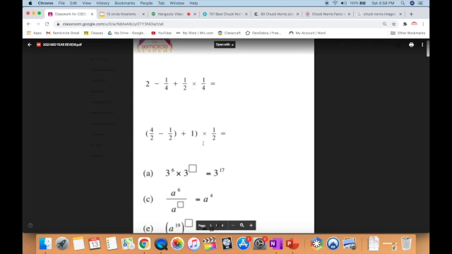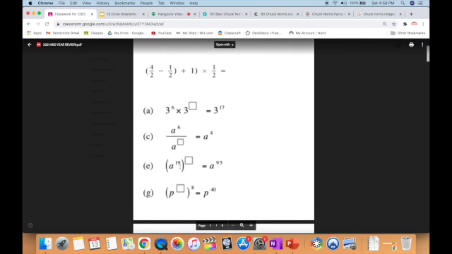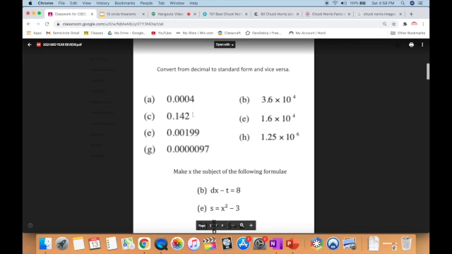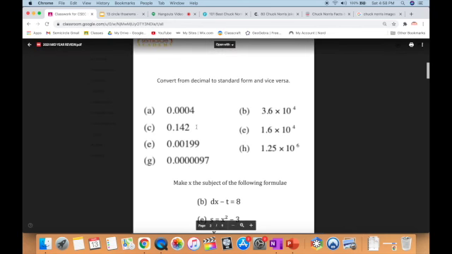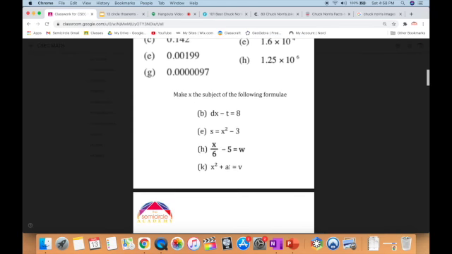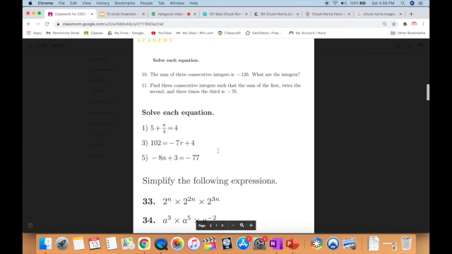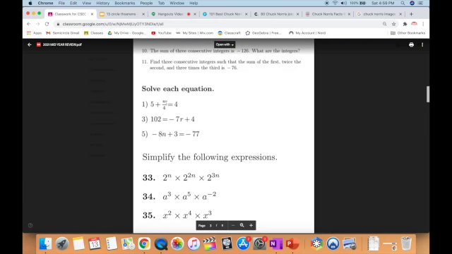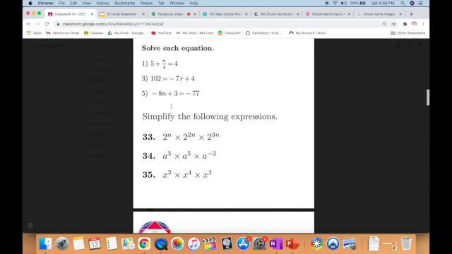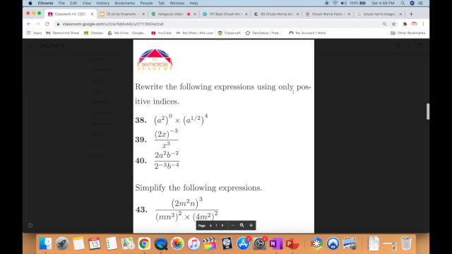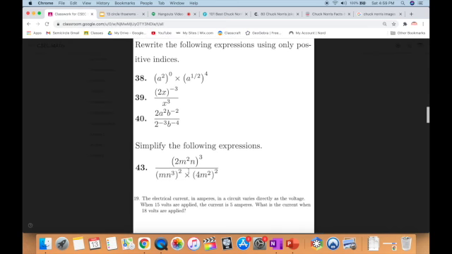But we have these questions here. BODMAS, we have indices. Then we have some standard form questions. All of these are revisions to make us remember all of this stuff that we did. Make X the subject of the formula here. We have a couple of algebra worded questions. We have to solve each one of these equations, simplify these over here. Rewrite the following expressions using only positive indices. So you're getting a little bit of work on indices here too.